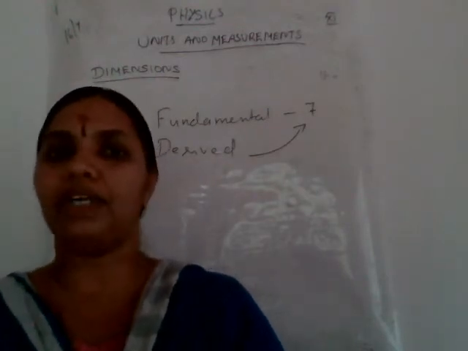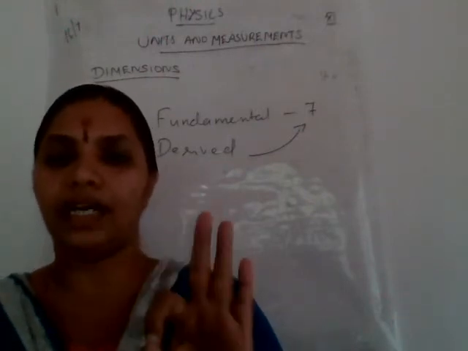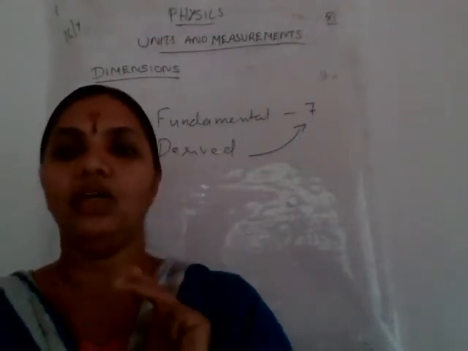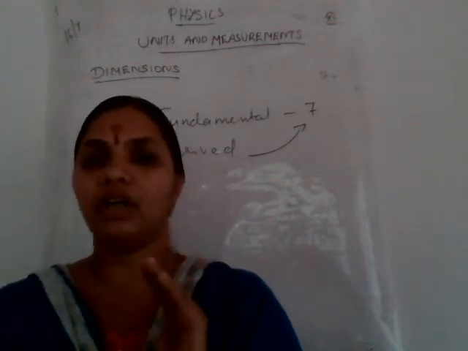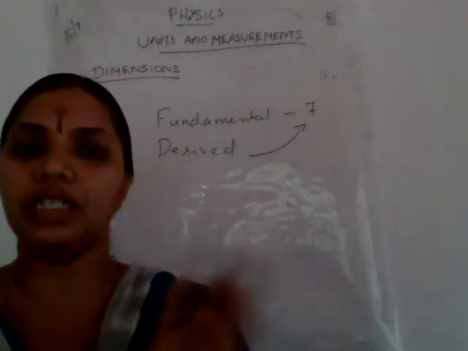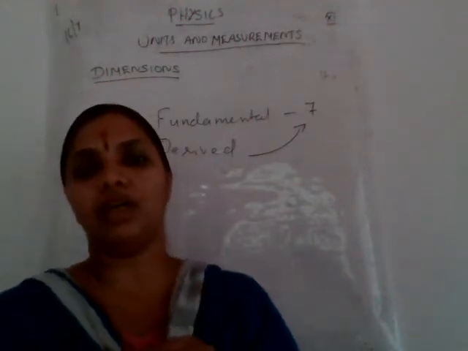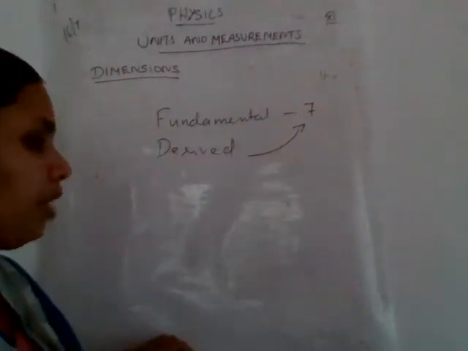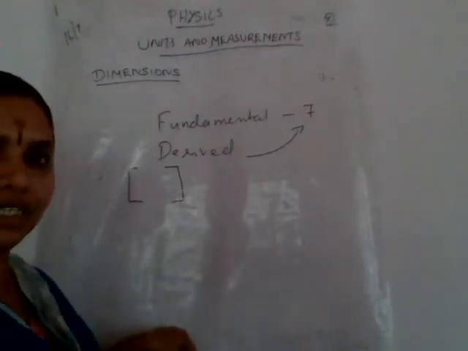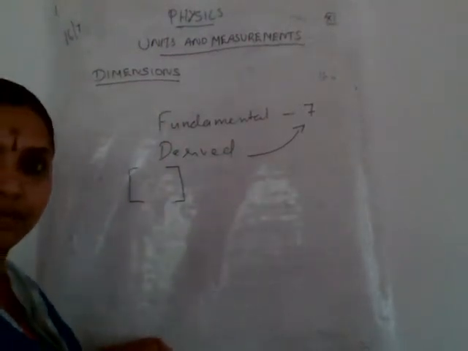So first we have to study the dimensions of the fundamental quantities. You know there are 7 fundamental quantities, and which are they? We know it is mass, length, time, temperature, electric current, amount of substance, and luminous intensity. All these quantities have a representation, and we relate the derived quantities with these fundamental quantities. The dimensional representation for the fundamental quantities we write inside a square bracket.